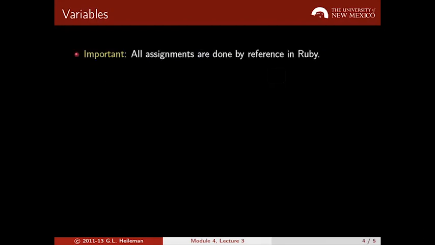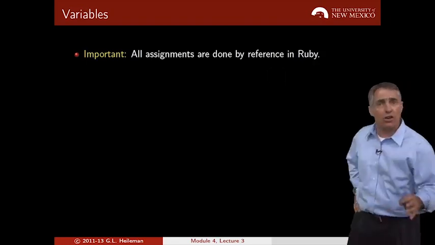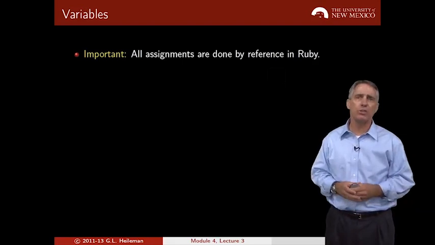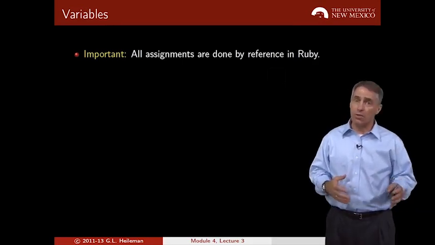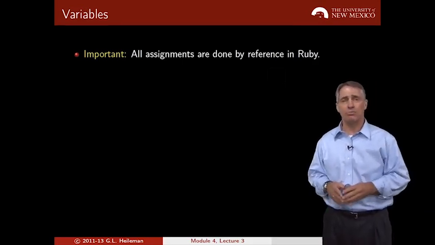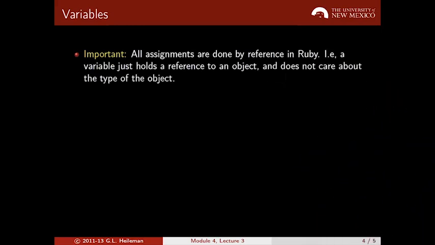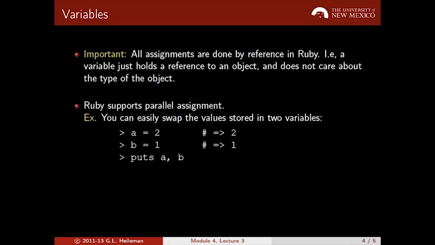Now, something that's a little different than other programming languages is that all assignments in Ruby are done by reference. If you use C or C++, by default, assignments are done by value. So you have to be careful and be aware of that in Ruby. A variable just holds a reference to an object, and doesn't really care about the type of the object, again because it knows that everything ultimately inherits from the root object called Object.